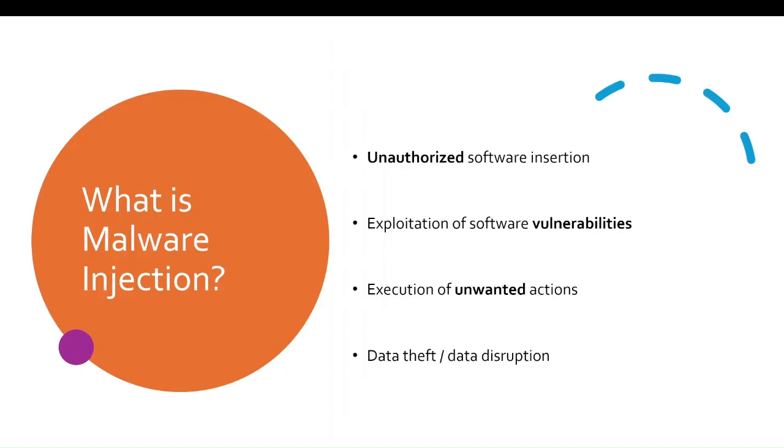So, what is a malware injection? A malware injection is when an attacker inserts malicious code into a system, application, or network. This code is designed to perform harmful actions like stealing data, corrupting files, or giving the attacker unauthorized access. It often happens through vulnerable software, insecure websites, or phishing attacks. Once the malware is injected, it can silently run in the background, causing damage or spreading to other parts of the network.